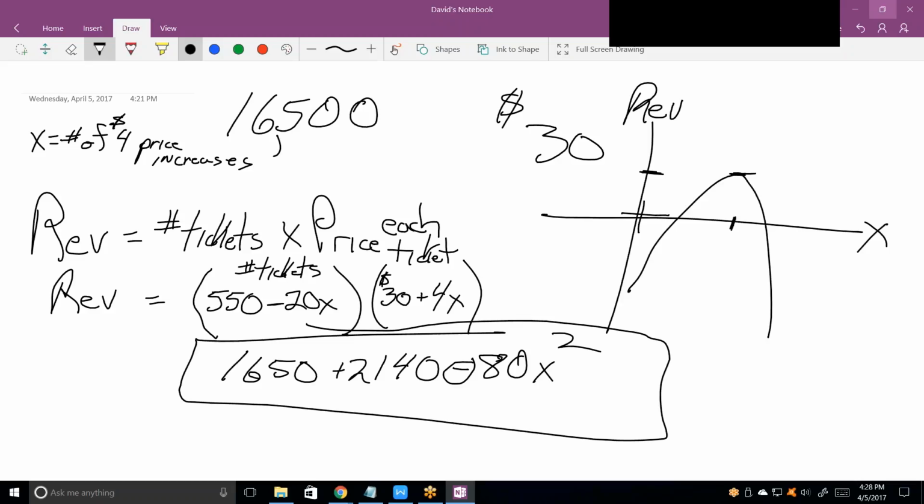That could be 1, 2, 3, 10. Who knows? Maybe we should up each ticket price by $40 so that every ticket is $70. That would be 10 x's, which means we would only sell 350 tickets, but gosh, I'd rather sell 350 tickets times 70 than 550 times 30.